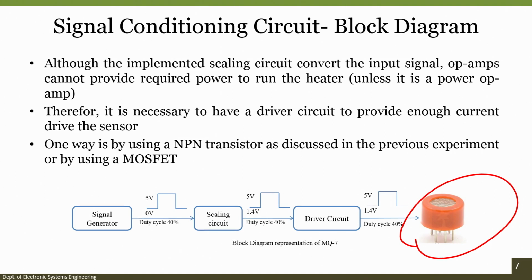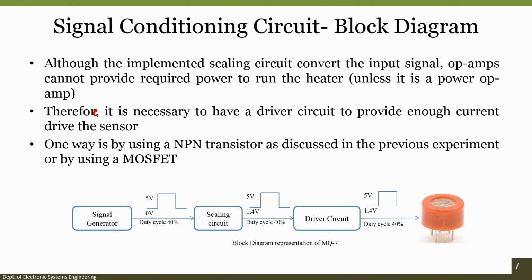Although the implemented scaling circuit converts the input signal, op amps cannot provide the required power to run the heater unless it is a power op amp. There is another disadvantage: until we use a power op amp, it cannot be used to drive the heater. Therefore, it is necessary to have a driver circuit to provide enough current to drive the sensor.